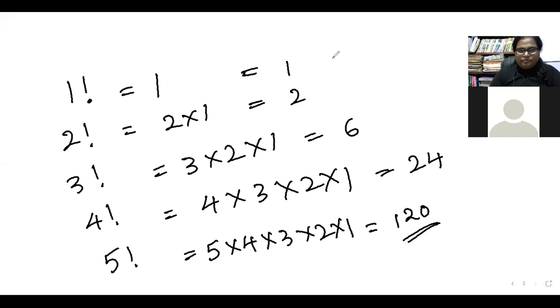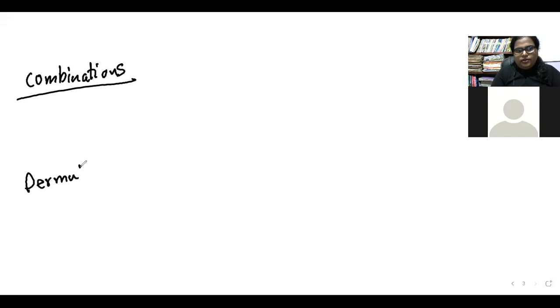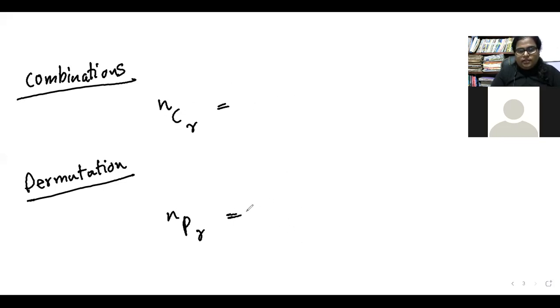So you know that we have 2 types of arrangements, combinations and permutations, right? We have 2 different formulas for combinations and permutations here. So the formula for NCR combinations, and NPR, I will write the formula for NPR here.